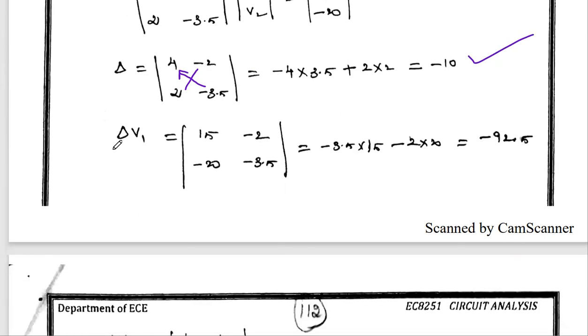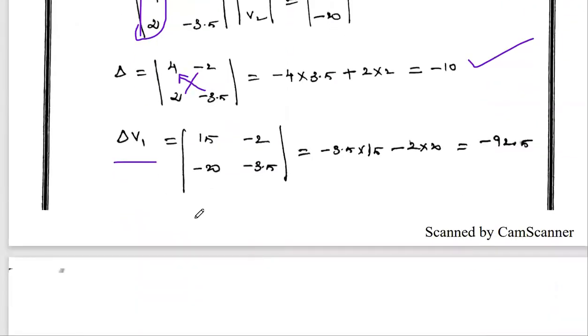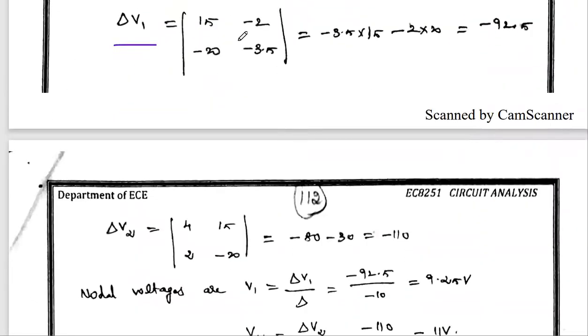Similarly, next we have to calculate del V1. What is del V1? In this 2 by 2 matrix, you just replace this first column by this constant value. So 15, minus 20, remaining value as it is, you write minus 2, minus 3.5. Then you calculate the determinant value. You multiply these two things minus the multiplication of these two things. So we can get minus 92.5.